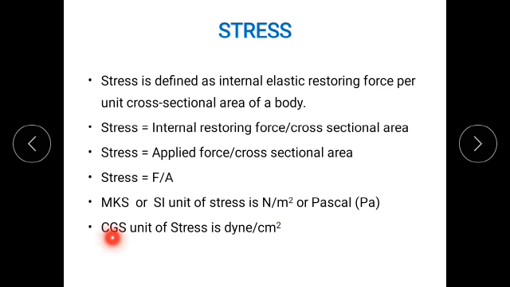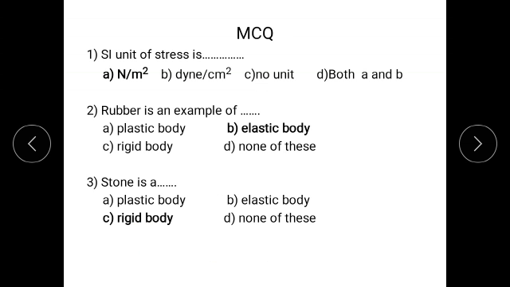Again we write the CGS unit of stress. The formula is the same, that is stress equals F upon A. But here we write the CGS unit of force and CGS unit of area, and therefore in the numerator its unit is dyne for force and centimeter square for area, and therefore the CGS unit of stress is dyne per centimeter square. Now we solve some MCQs on these PPTs.